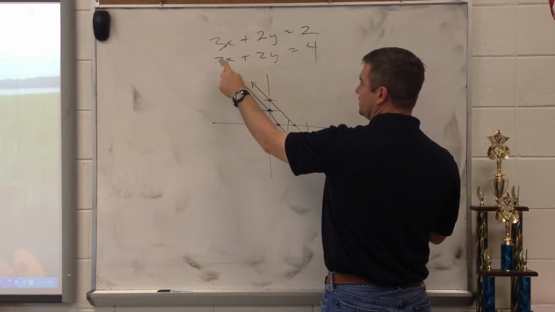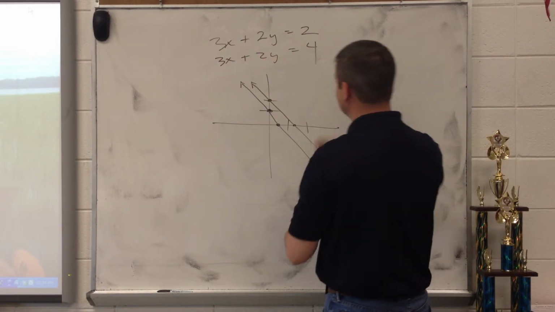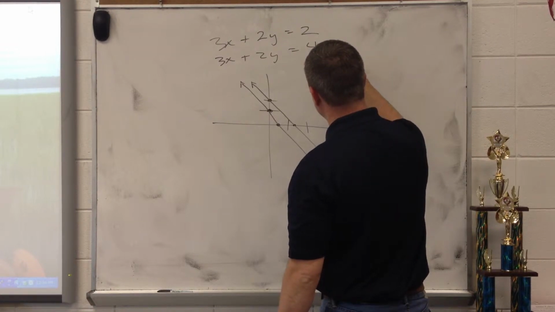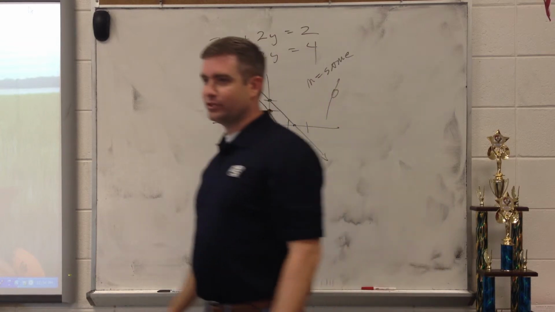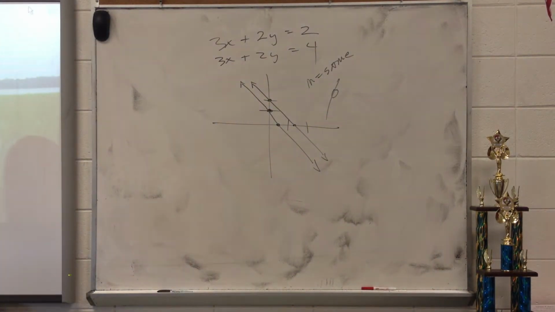Then what's the slope on this one? Negative 3 over 2. The slope is the same. M is the same. Write that down. The answer is no solution. Why is it no solution? Because they're parallel. Okay? Solving by graphing is the hardest method.